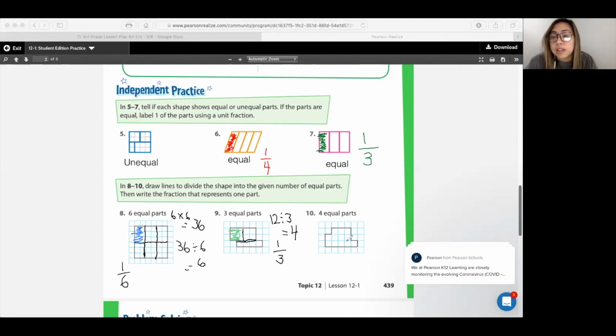Okay, I'm going to let you do number 10 by yourself. So I would find the area of the shape, divide that by 4, and then that's how many squares you're going to have in each shape, and then you need to equally divide it by 4. Okay, so you guys can do 10 by yourself, and that is it for today.